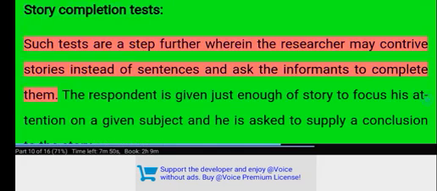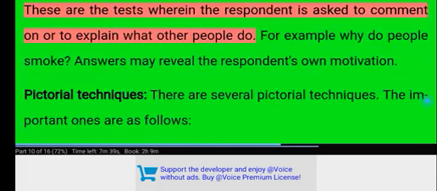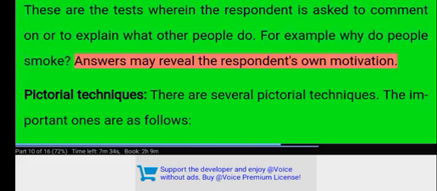Story completion tests. Such tests are a step further wherein the researcher may contrive stories instead of sentences and ask the informants to complete them. The respondent is given just enough of the story to focus his attention on a given subject, and he is asked to supply a conclusion to the story. Verb projection tests. These are the tests wherein the respondent is asked to comment on or to explain what other people do. For example, why do people smoke? Answers may reveal the respondent's own motivation.